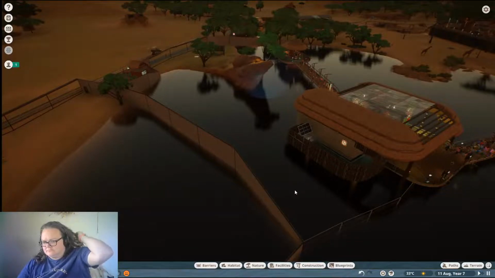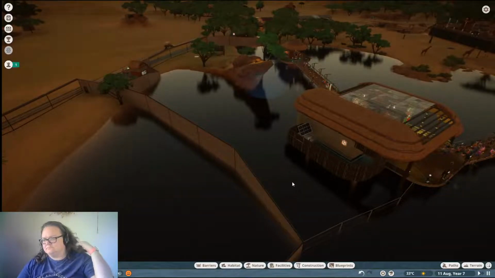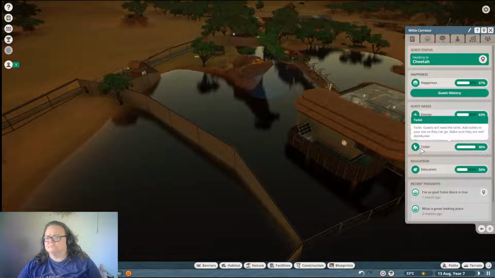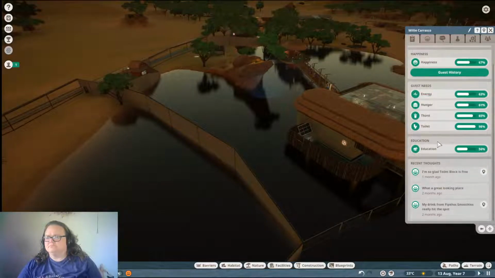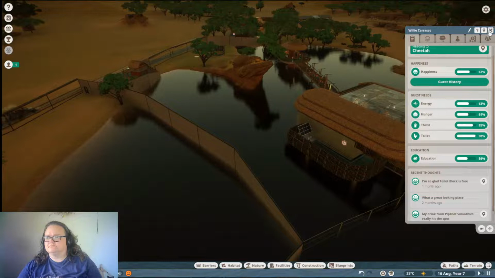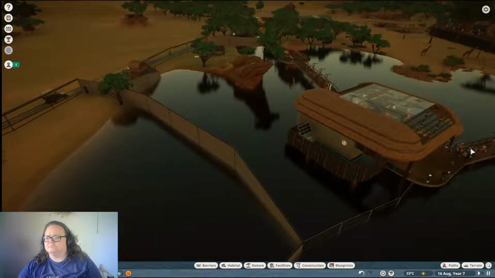To be able to view the needs of your guests, all you have to do is click on any guest you can find and that will bring up his information card. On the window that pops up, you will find the guest status, his recent thoughts, his needs, and his education level. What this video is going to cover is the part about the guest needs and their educational level, which is actually how much education your zoo is giving out about the animal species in it.